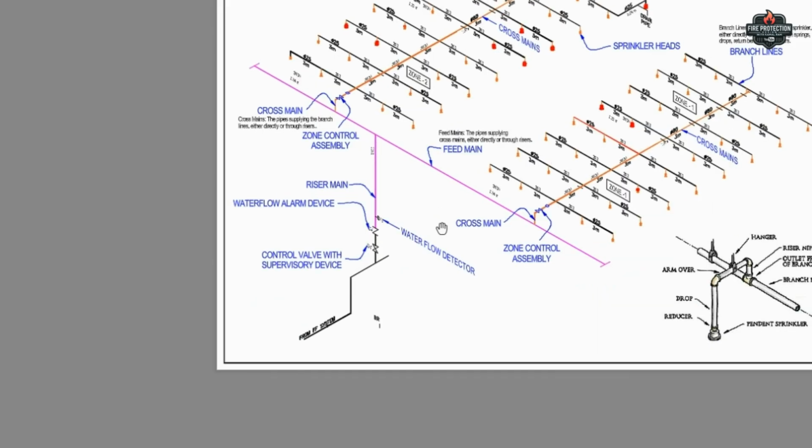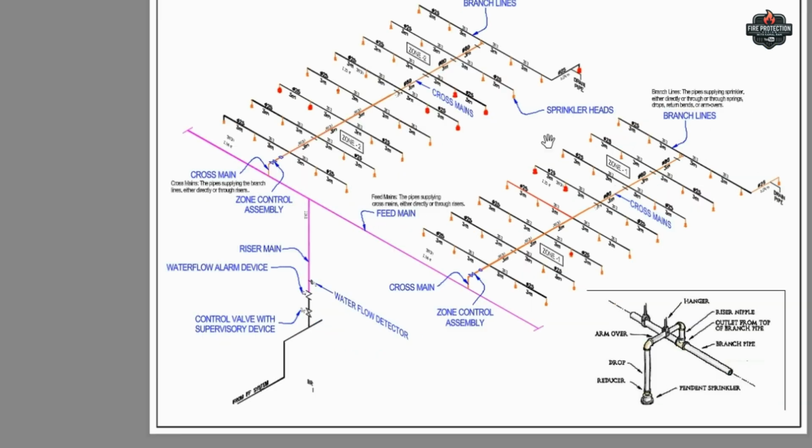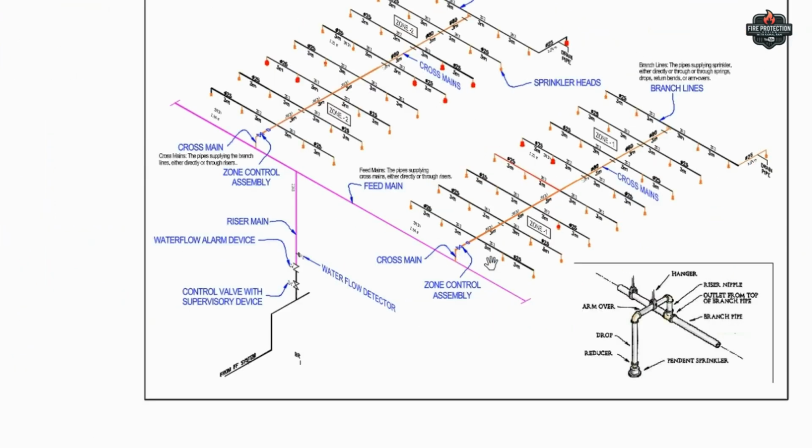So basically you can see here we have two zones. This is zone 1 and this is zone 2. Then we have one more component that is called the zone control valve assembly. This one is basically a butterfly valve or a gate valve having a supervised device connected to the fire alarm panel. This one is a water flow detector which detects flow of water in case of fire and sends a signal to the alarm device to sound an alarm that fire has happened.